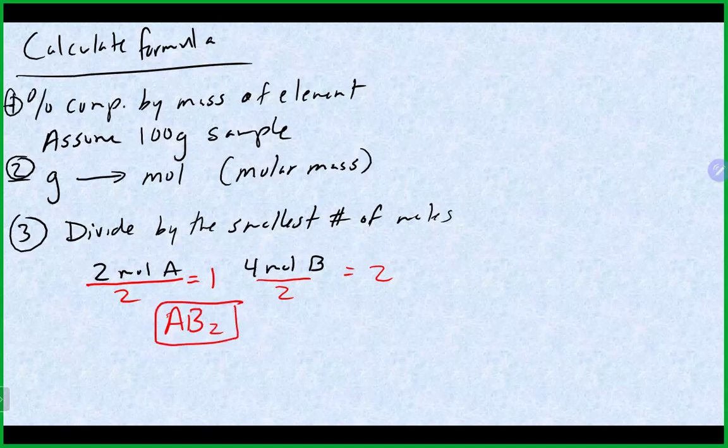So basically, you want to get to grams, however you get to grams. You want to convert grams to moles. You want to always divide by the smallest number of moles. And if you hit whole numbers, you're good to go.